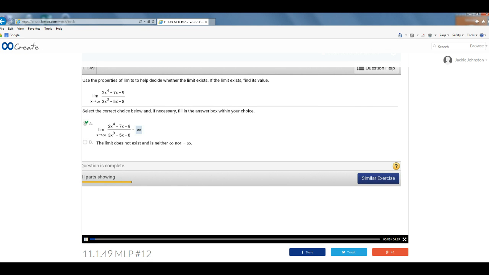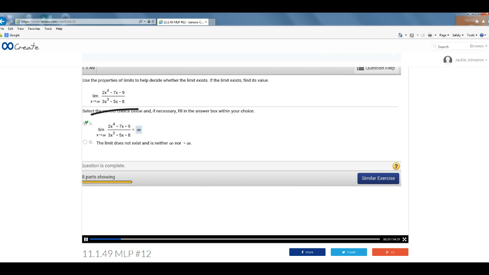We're going to use the properties of limits to decide whether the limit exists, and if the limit exists, we're going to find its value. All right, so we're looking at this particular question. And as you can see, we have the answer here, but we're going to figure out how we came about that answer.